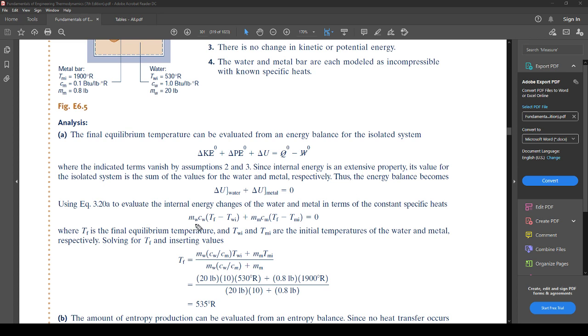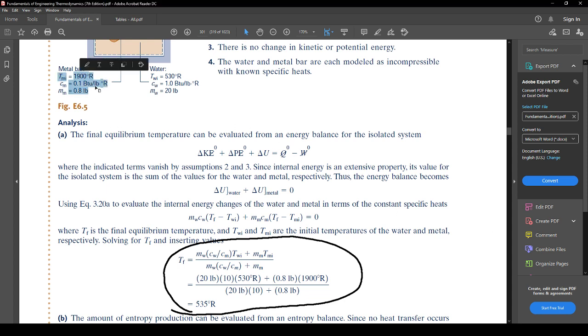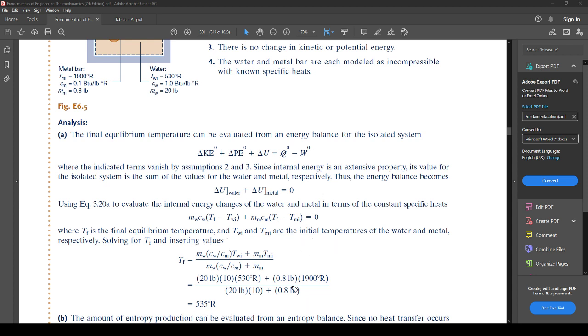And then what they do is they set up the equation in that fashion. They say, all right, the mass of water times the CP of water times (T final minus the initial temperature of the water), when it's added to the mass of the metal times the CP of the metal times delta T, you end up with 0. And if you maneuver this around, you end up with this. So what happened is, because of how hot this metal was right here, it raised the temperature of the water 5 degrees. Essentially, that's the final equilibrium temperature. The water went up 5 degrees, and the metal quenched down to 535 from 1900, which is quite a lot.